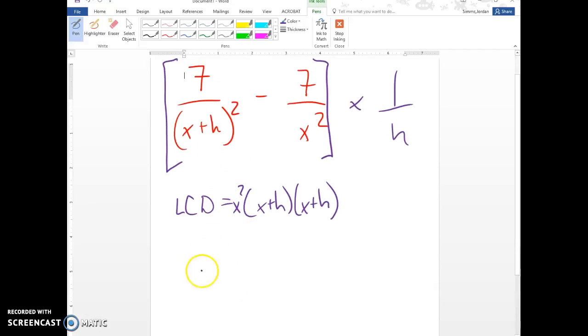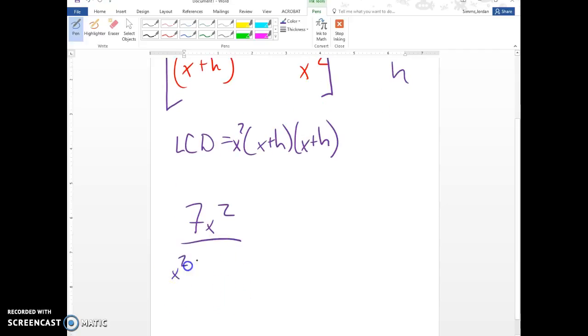So let's build up some equivalent fractions here. I already have my x plus h squared down here, which is fine. I'm going to have to multiply by x squared top and bottom, so that's going to give me 7x squared over x squared times x plus h squared. I'll just write it factored out because I'm lazy.